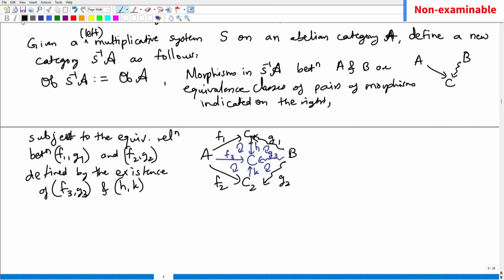So subject to this equivalence relation, we are defining a new category, so what is the identity? The identity of A is, can you guess, 1 sub A and 1 sub A. So A to A should be a sink, and both of them should be identities. We do not change anything. It is the equivalence class of this.